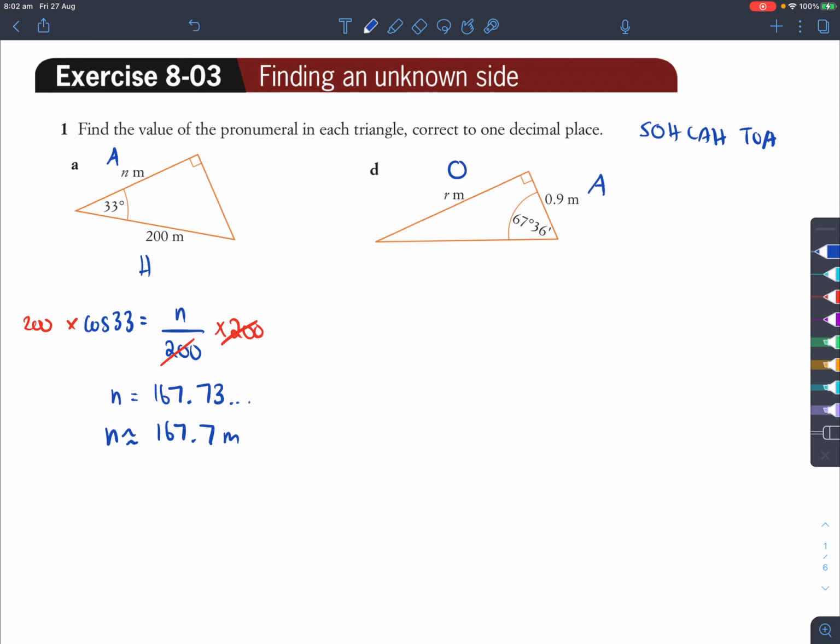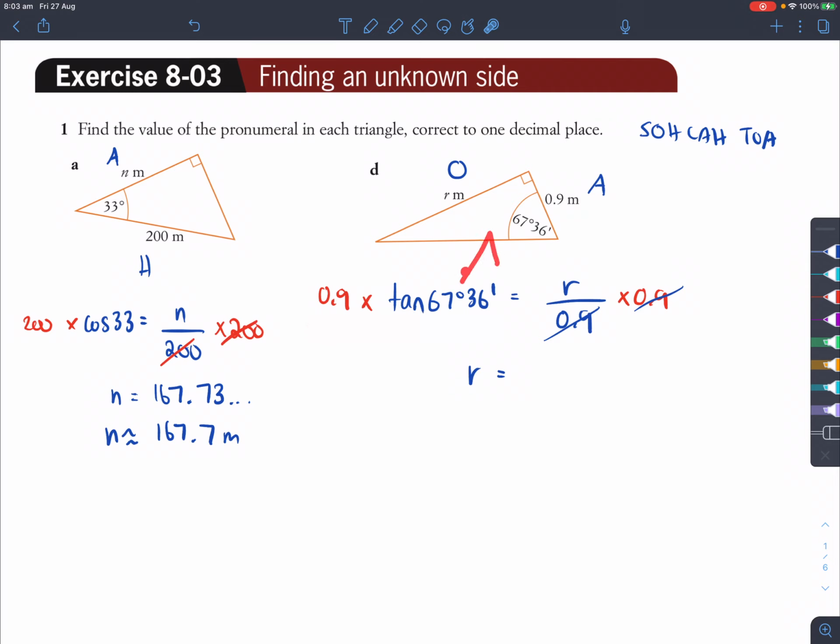So using the mnemonic, we're going to use the tan ratio because O and A belong to that, and T stands for tan. So tan of the angle here, which is tan 67 degrees and 36 minutes, is equal to r over 0.9. We're going to multiply both sides by 0.9 just so that we can get rid of that 0.9 on the right side, since they're opposite operations. We then cancel 0.9 like that, so that r in this case is equal to all of this.